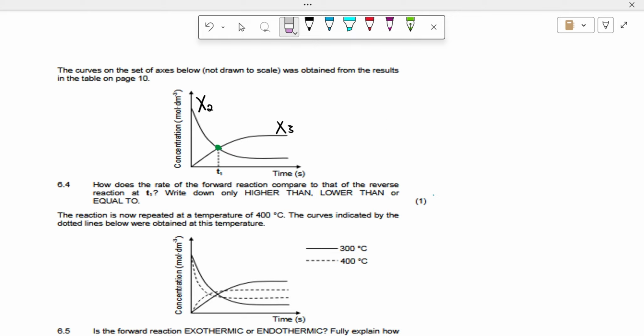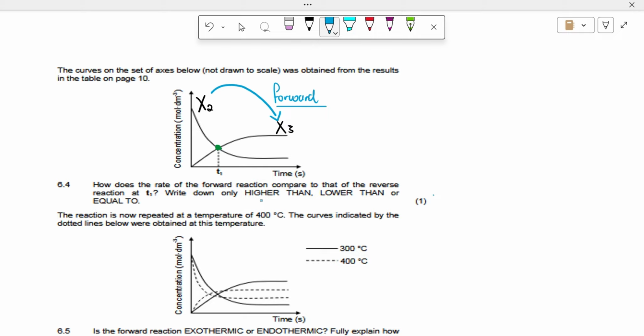Okay, this is nice. At the point T1, you must remember, the question says, how does the rate of the forward reaction compare to the rate of the reverse reaction? What is the forward reaction? That is the reaction when X2 is forming X3. So what is the rate of the forward reaction? Now remember that at the point T1, we do not assume that the system is at equilibrium, right?